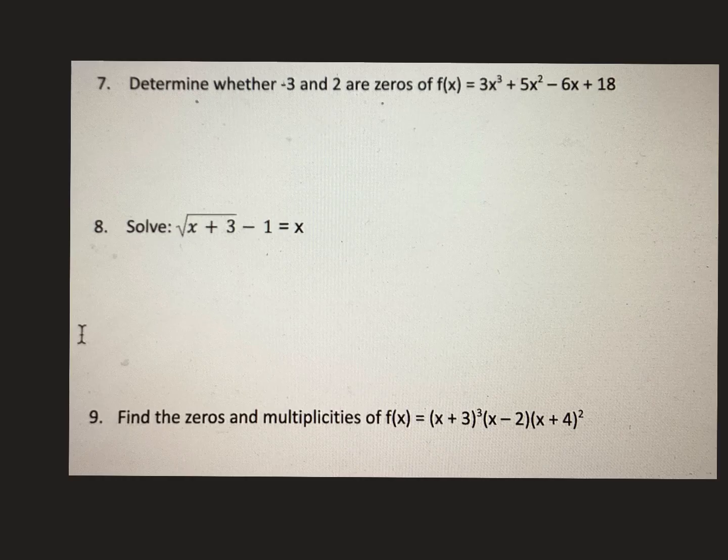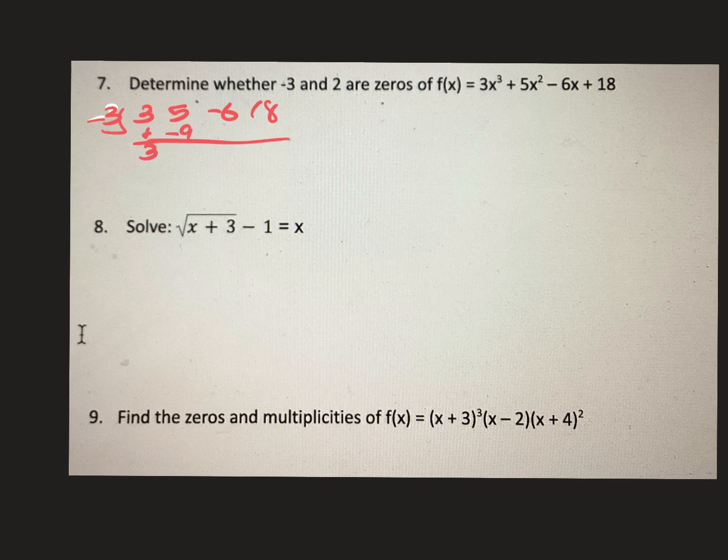Number 7, determine if those are zeros. To figure out if there are zeros, do the same thing. I'm going to take negative 3, put it in the box, and see if I get a 0. 1, 3, 5, negative 6, and 18. Everything's there this time. Start off by bringing the 3 down.